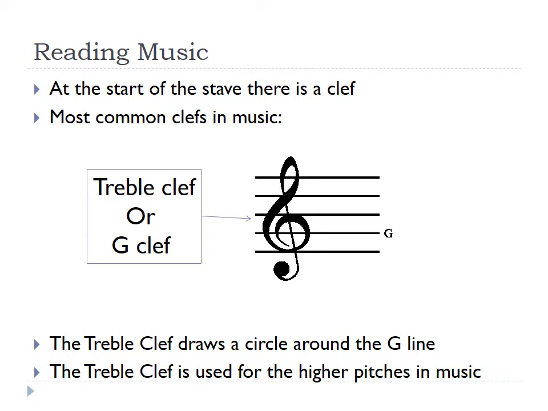At the start of each stave there is a clef, and there are 2 very common clefs in music. The one you see on this slide is the treble clef, or the G clef. It is called the G clef as it draws a circle around the G line, but we talk more about what the G line is a little bit later. The treble clef is used for the higher pitches in music.